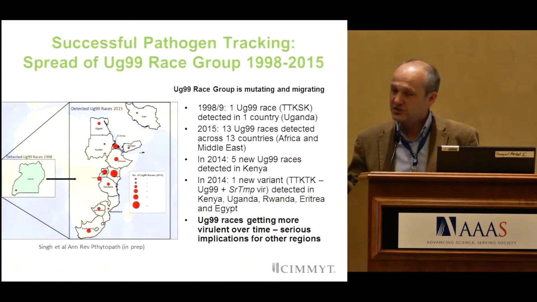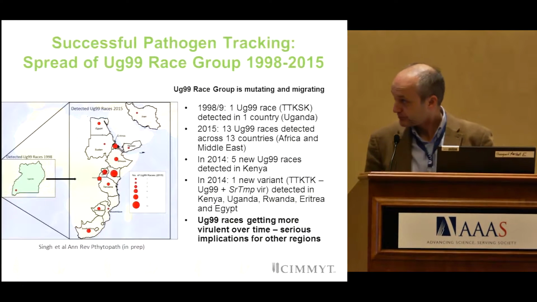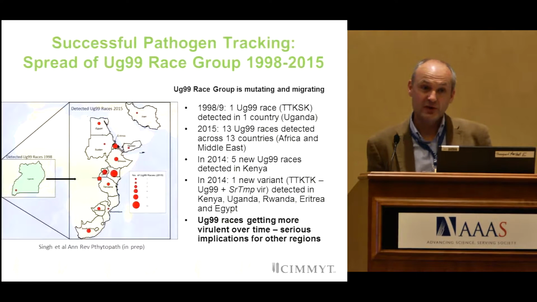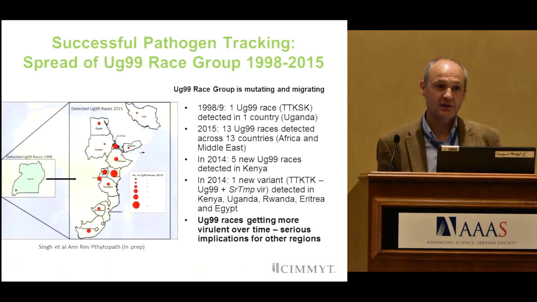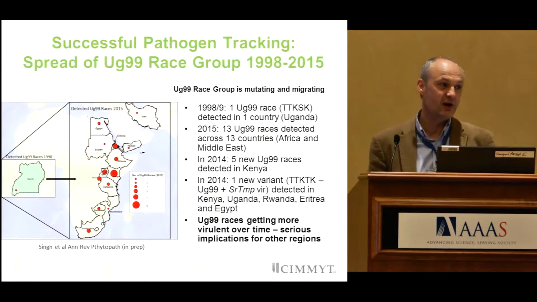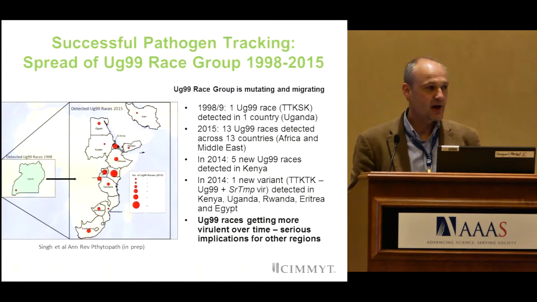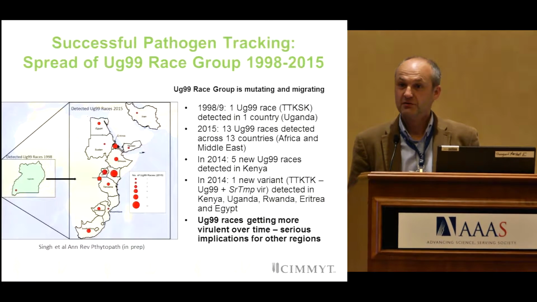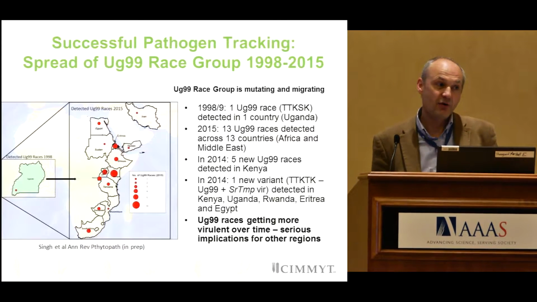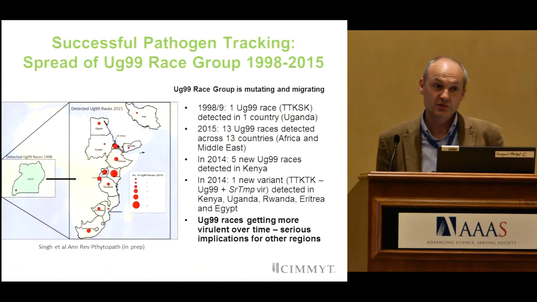So the pathogen, it's mutating, it's changing, it's migrating. And these changes are still happening. We can't be complacent with these pathogens. So in 2014, we saw 5 new UG99 races appear in Kenya. One of those new variants we also picked up in Rwanda, Uganda, Eritrea, and Egypt from the same year. Now, okay, maybe it was there before, but this is still implying very rapid spread of these new races.